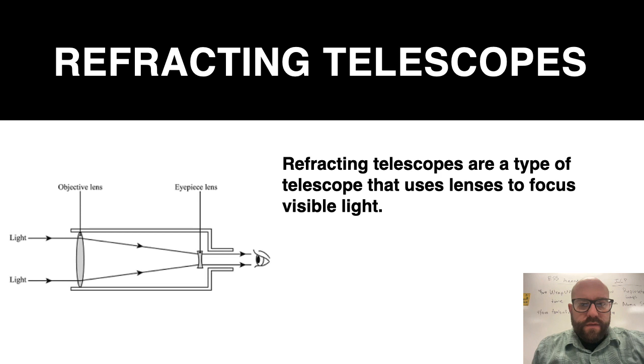Refracting telescopes are the type of telescope that uses lenses to focus visible light. The first telescopes were invented around 1600, and they used lenses to bring visible light into focus.